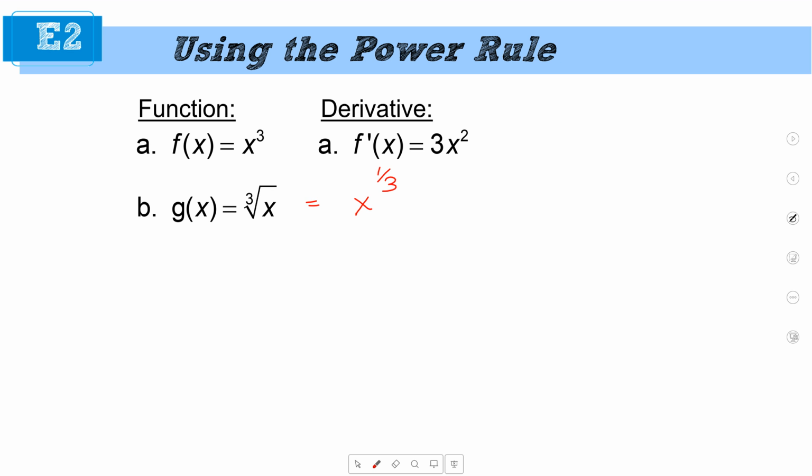Don't leave us hanging. Well, you're supposed to subtract 1 from the exponential value. So you just subtract 3/3 or 1 from 1/3. That's -2/3. And you move that to the front, so 1/3 x to -2/3. Agree? Yeah. Bring the 1/3 out in front, reduce it by 1. 1/3 minus 1 is -2/3.